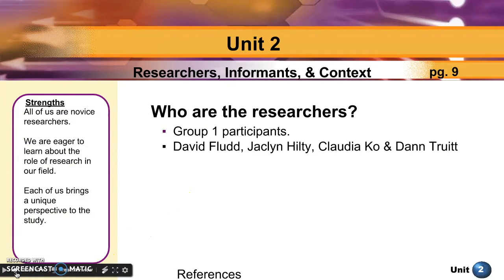So who are the researchers? The researchers are the Group 1 participants that came together for this presentation: David Flood, Jacqueline Hilty, Claudia Coe, and Dan Truitt. One thing I loved about this group is that we all brought different perspectives together, being from different aspects of higher education, and we are all first-time researchers, which is very important so nobody's ideas overshadow someone else's.